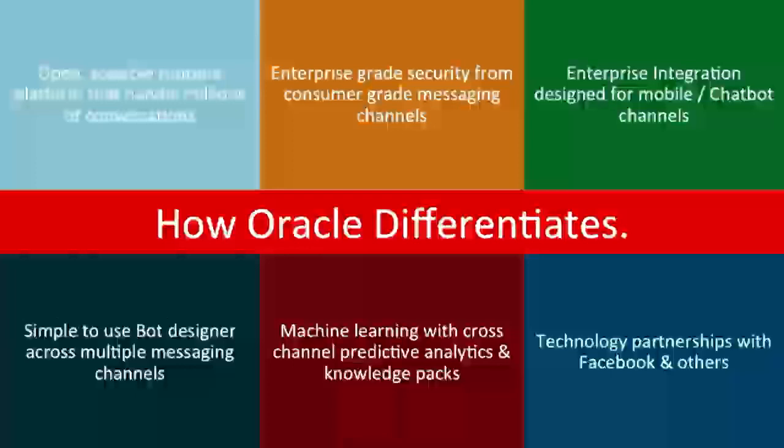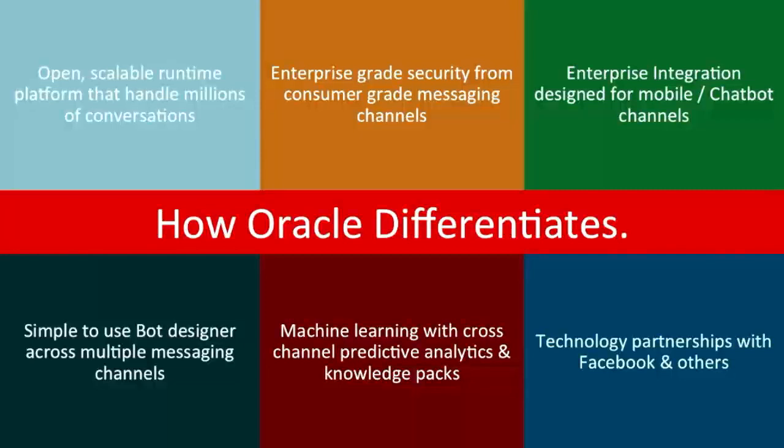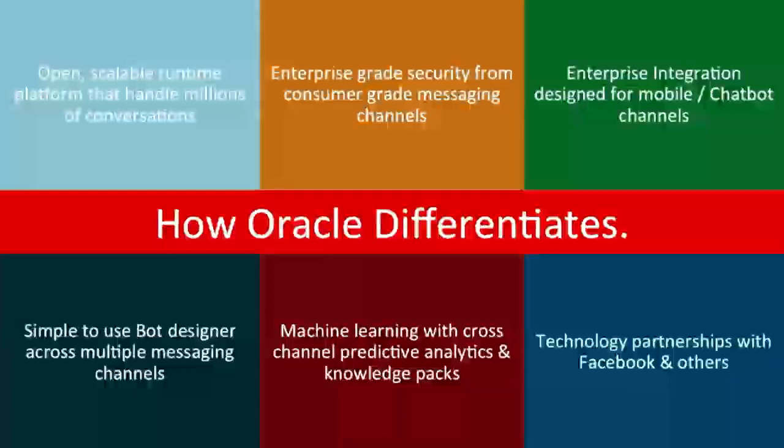We provide machine learning with cross-channel predictive analytics and knowledge packs. So instead of you chasing down how machine learning and artificial intelligence need to be put together with different systems, we just provide this out of the box. So it's all there. It just needs to be trained. And besides that, Oracle has a very powerful relationship to other vendors, including Facebook. So Oracle differentiates in that we think big. And you know what? If you think big, you can always think small. So we're building a platform that scales for everyone. And this is how we differentiate.